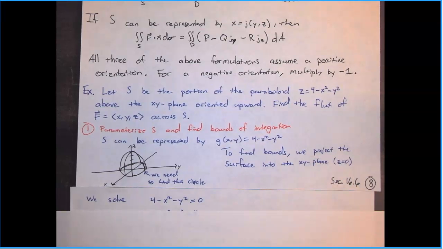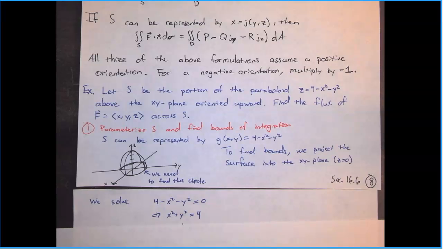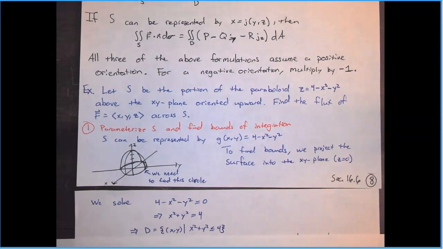So if I want z to be on the paraboloid, it's 4 minus x squared minus y squared. If I want z to be in the xy plane, it's 0. So I solve 4 minus x squared minus y squared equals 0. This gives me the circle of radius 2 centered at the origin. So this is the boundary of my region. So the region itself is the disk centered at the origin of radius 2. So that's what I'm going to integrate over.